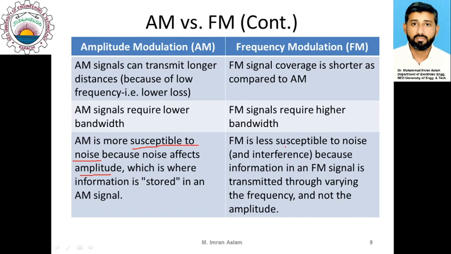FM signal is less susceptible to noise because the variations in amplitude do not cause variation in the frequency. Because our information is stored as variation in the frequency, we do not see the effect of noise significantly. Secondly, FM is also less prone to interference. The interference effect is negligible in FM as compared to AM because of the capture effect.